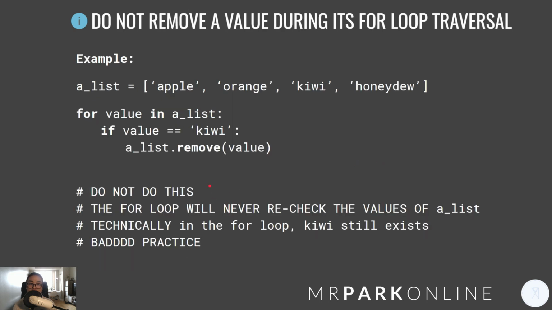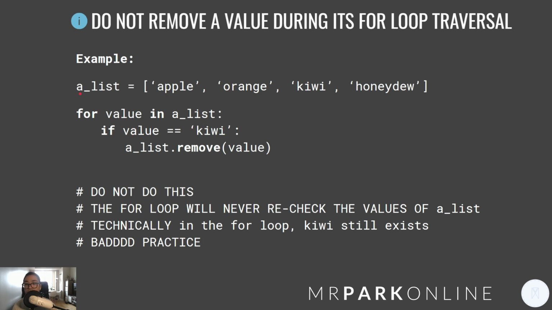Now, it is key that you listen to this advice for new programmers. You do not remove during a for loop traversal of a list. If you're doing for loop traversals of an index, it should be okay, but 100%, I don't want you to do any removal inside a for loop.